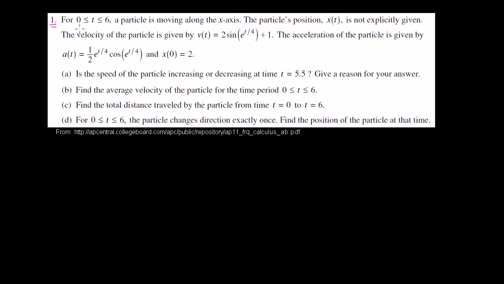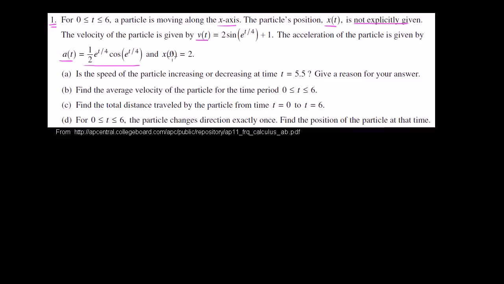Problem 1. For 0 ≤ t ≤ 6, a particle is moving along the x-axis. The particle's position x of t is not explicitly given. The velocity of the particle is given by v of t is equal to all of this business right over here. The acceleration of the particle is given by a of t is equal to all of this business over here. They actually didn't have to give us that because the acceleration is just the derivative of the velocity.